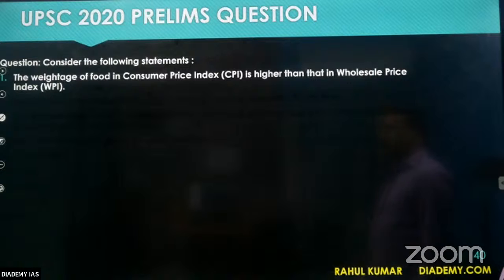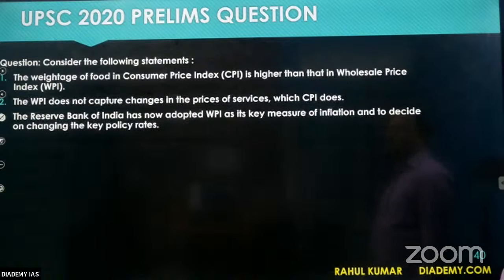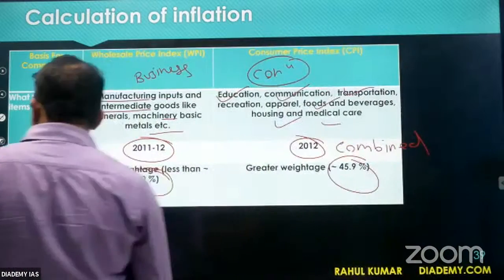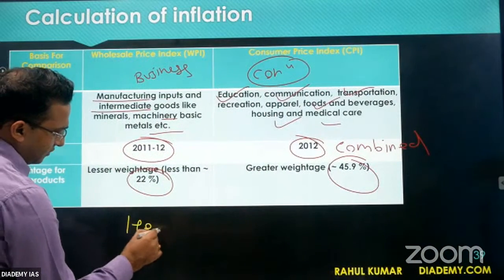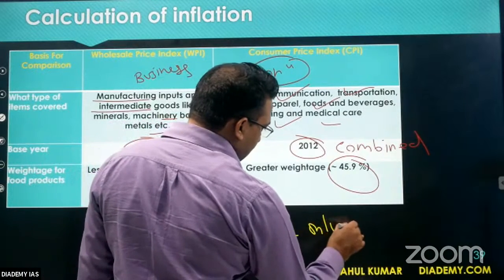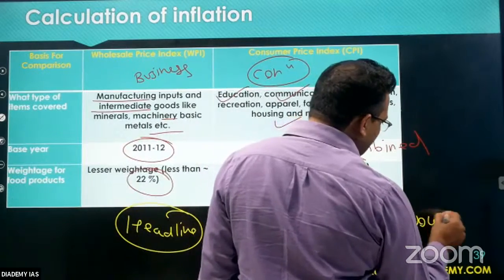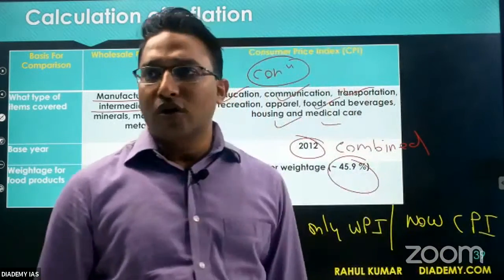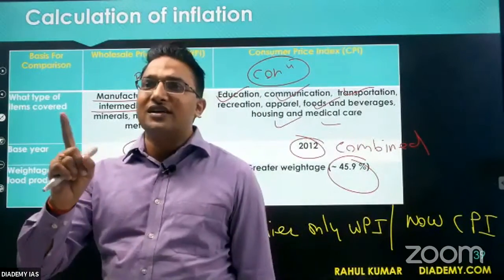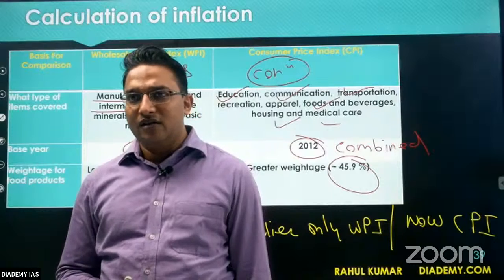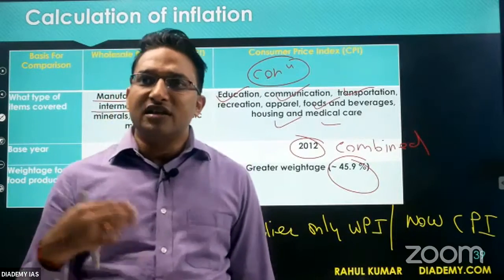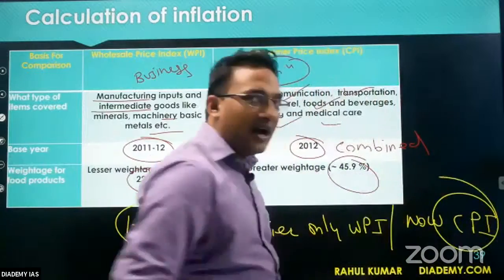Now, the UPSC 2020 question. Before that, let me tell you about headline inflation, which I told you in the last class. Earlier only WPI was calculated, but now CPI is also taken as the headline inflation. CPI is also considered for policy making. For controlling inflation we use the inflation target, and that inflation target is based upon the CPI. Okay, so now CPI has been taken as the new reference. Earlier it was only WPI.